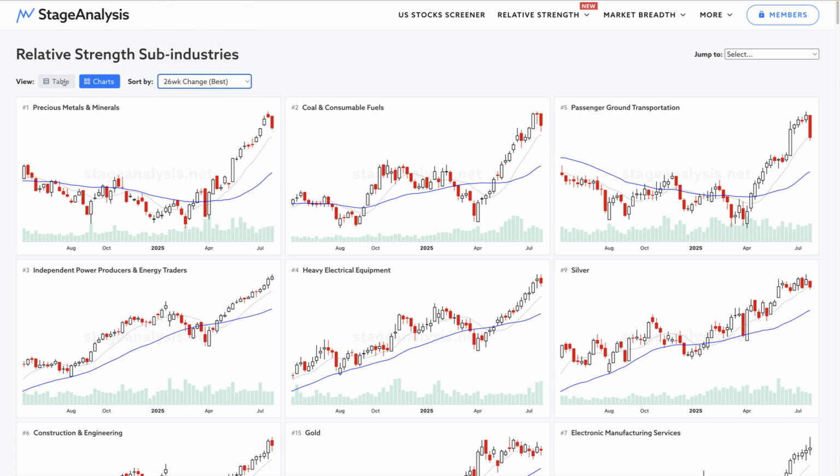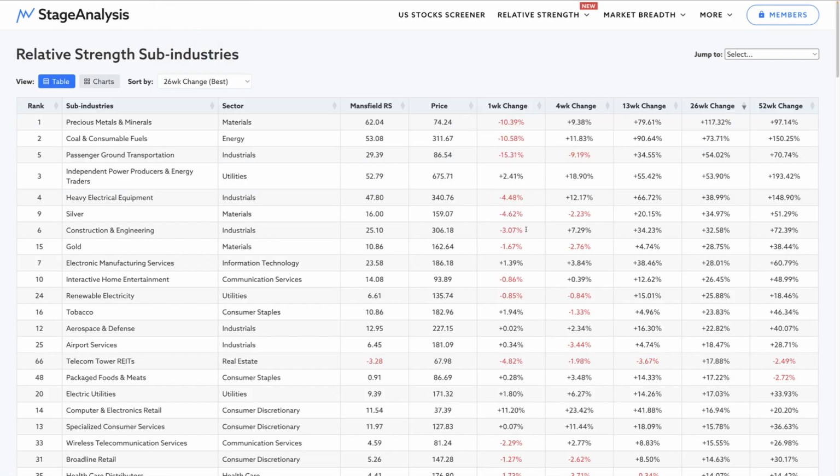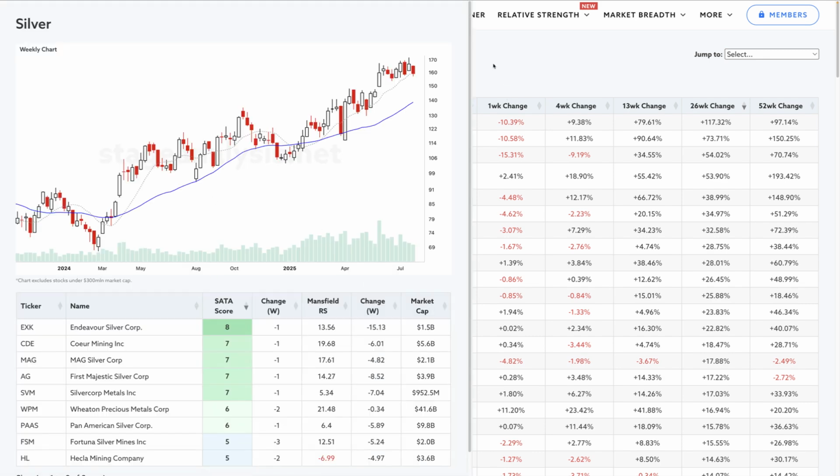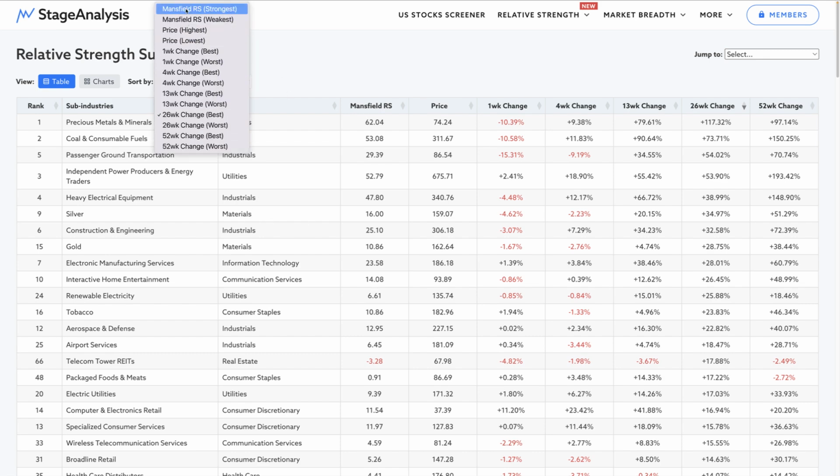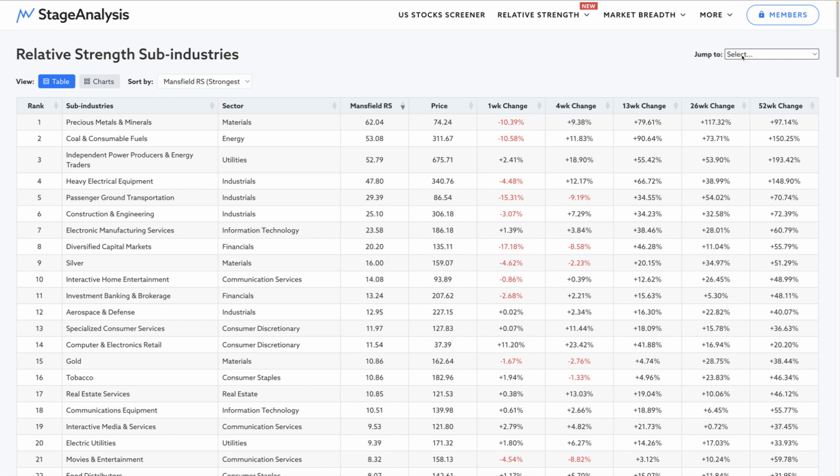So if you do flick back through to the table view from here, it stays in the same order. So you can see it's ordered by 26-week change at the moment. And then again, you can still get through to the individual views of the groups from here. So from this, if we go back to the start here, you can also jump to the different types. At the moment, this is sub-industries, so this is the smallest of the group types.